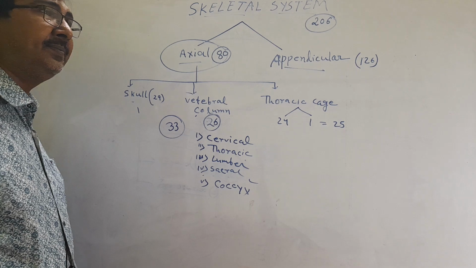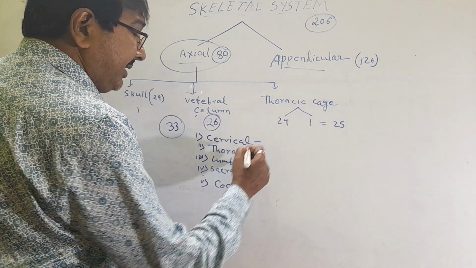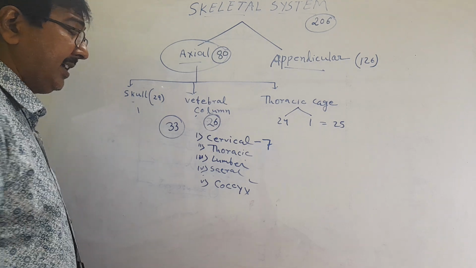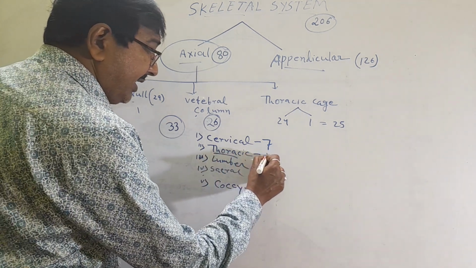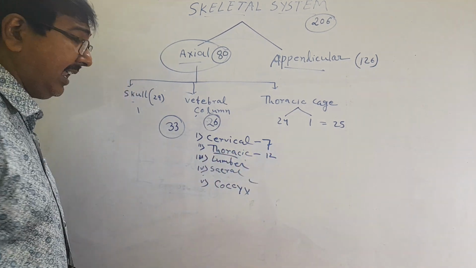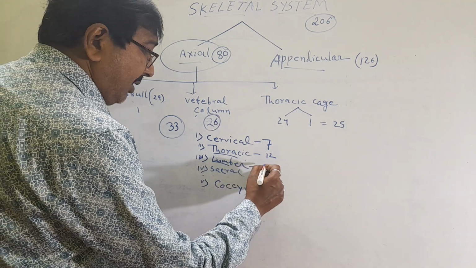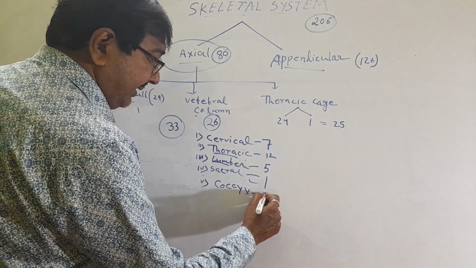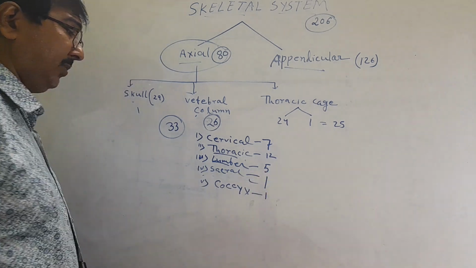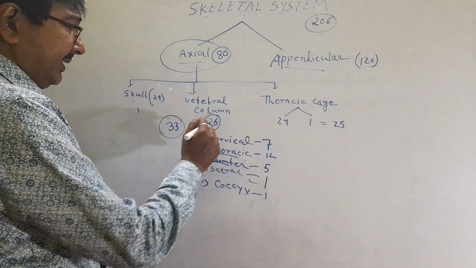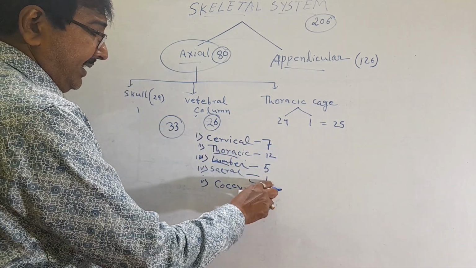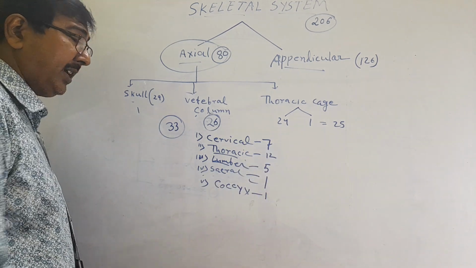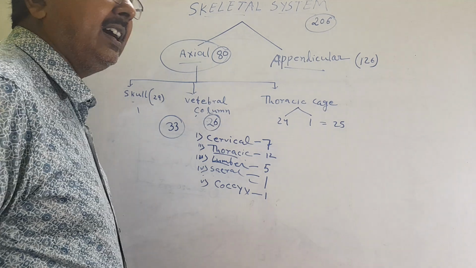Okay, cervical, how many bones are there? Total 7 bones. Thoracic, how many bones? 12 bones. Lumbar, how many bones? 5 bones. Sacral 1, coccygeal 1. These are fused bones, total 26 bones. 7, 12, 5, 1, 1: 26 bones. Okay, that's the vertebral column.